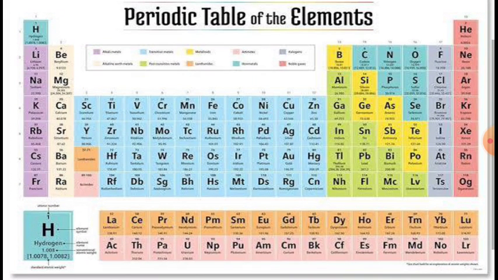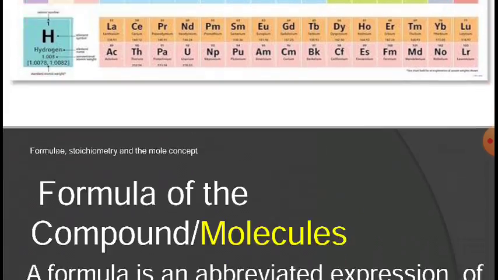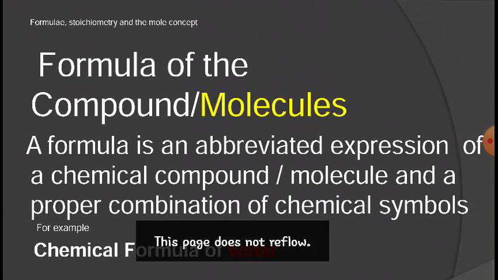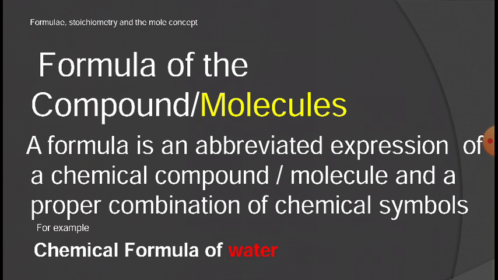Dear students, after understanding the symbols and their importance, now we are moving towards the next very important point, and that is the formula of the compounds or molecules. A formula is an abbreviated expression of a chemical compound or molecule, and a proper combination of chemical symbols. When we combine the symbols of the elements in a compound, we get the formula of the compound or molecule.